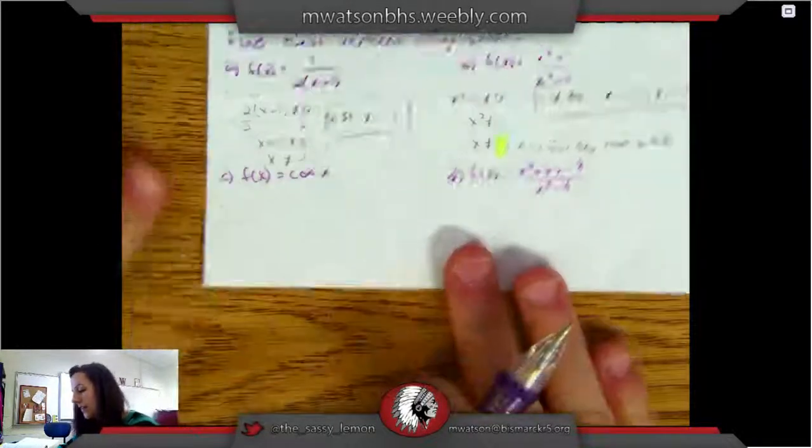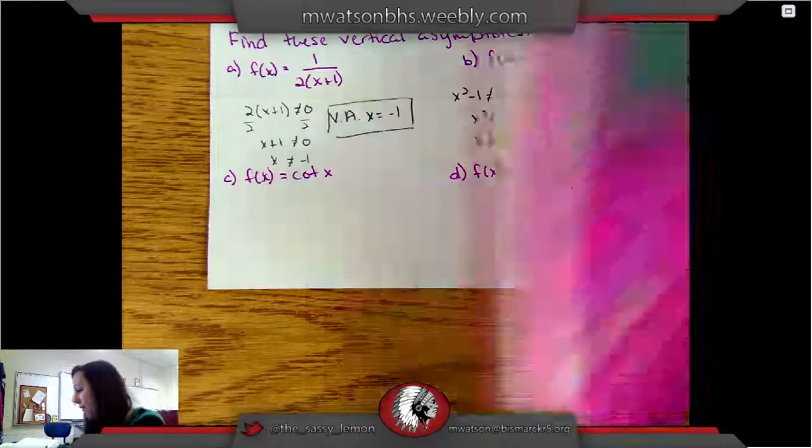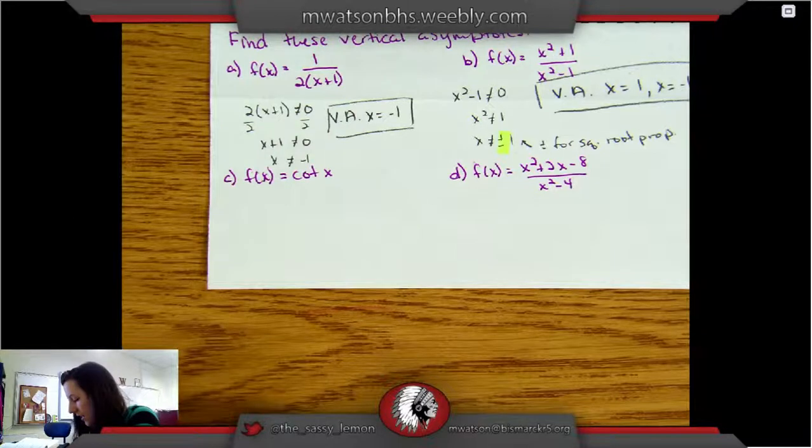Now let's take a look at this one. Right away, I don't really see anything that could cause a vertical asymptote. But we know that cotangent has asymptotes. We know that if we graphed it, that it has some issues.